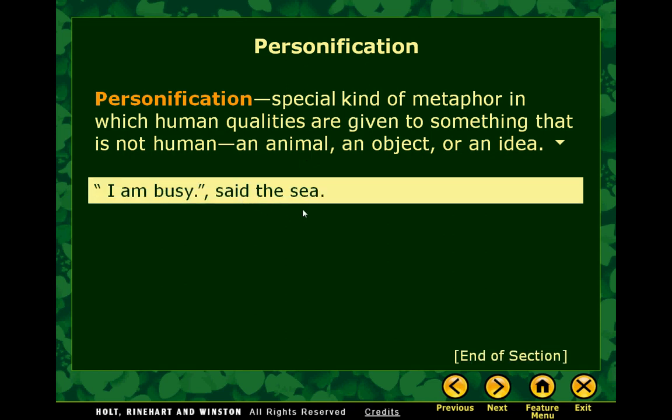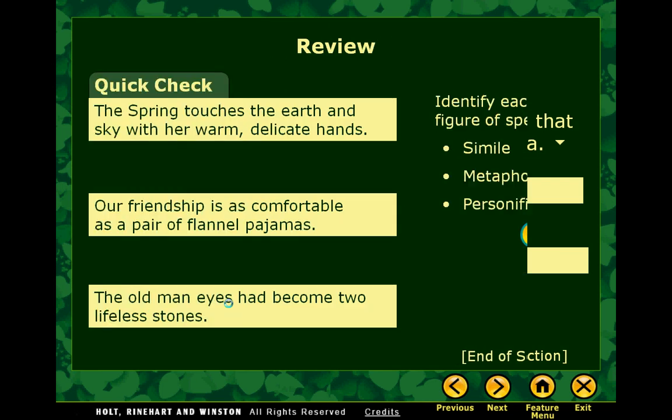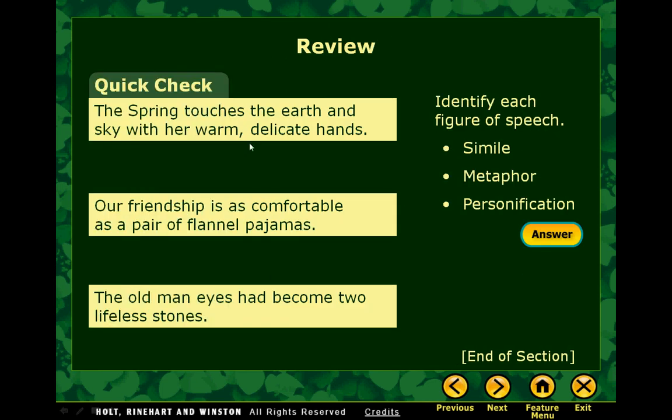I'm busy, said the sea. The sea, does the sea talk? No, the sea doesn't talk. So when I say the sea said, this is a quality of humans. So this is a very clear personification. I personify the sea as a person who is talking. The moon was weeping of sadness. The moon does not weep. Who weeps? Persons, people. So this is a personification.